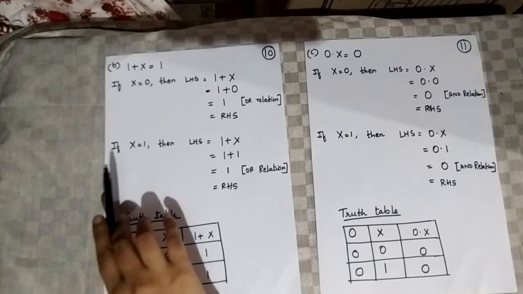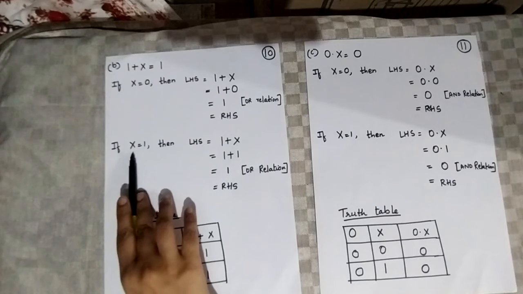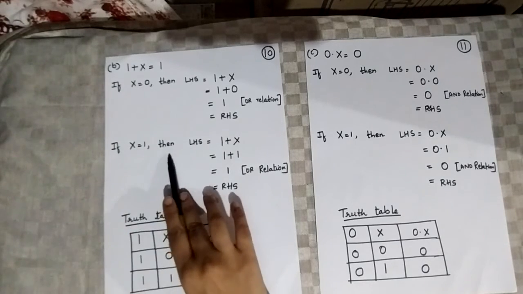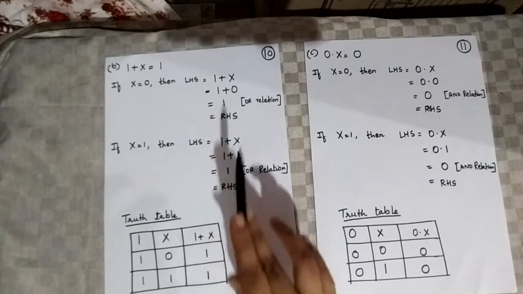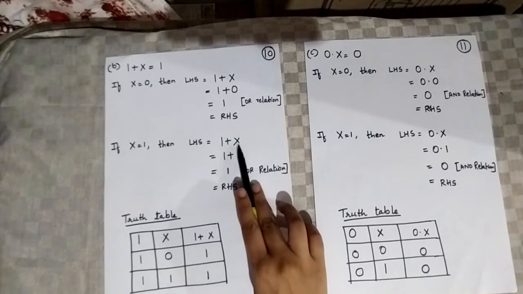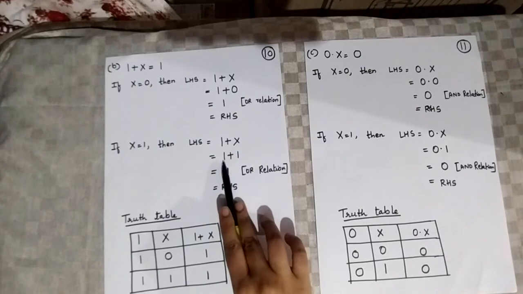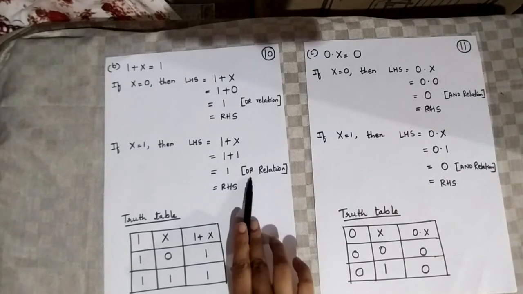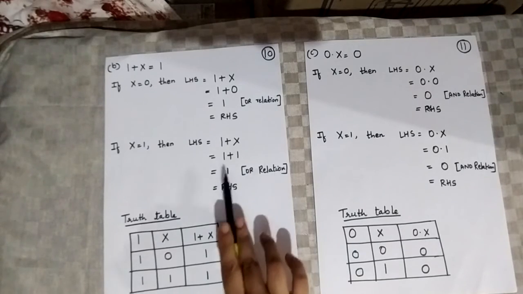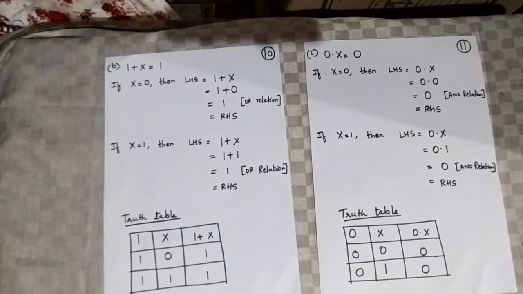Okay. Next, take the next value. If x equals 1, then again you take left hand side. It says 1 plus x. 1 plus, replace the value of x with 1. So it says 1 plus 1 results in 1. Reason or relations, which in turn equals right hand side. So here also, with the help of proof by perfect induction method, we have proved this particular theorem, taking left hand side and right hand side.